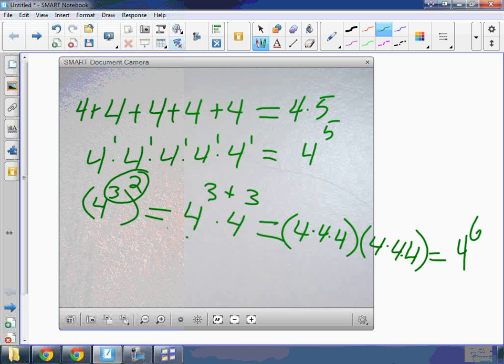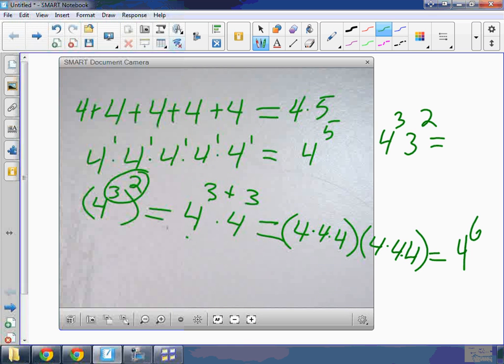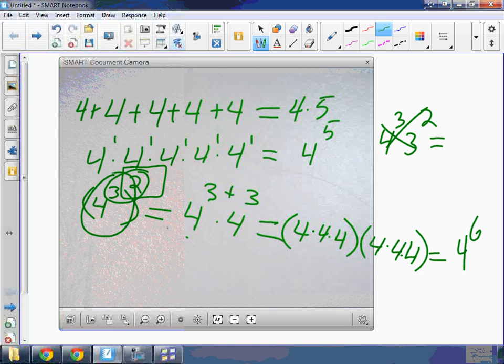If I had 4 to the 3rd and 3 squared, I can't combine that at all, because I have 3 versions of 4 and 2 versions of 3, and I don't have 5 versions of any one thing. So that can't be simplified using these rules. But another important thing is, if I have 4 to the 3rd squared, this is just telling me I have 2 versions of 4 to the 3rd, which is the same as 4 to the 6th. And that's going to be important. Okay.